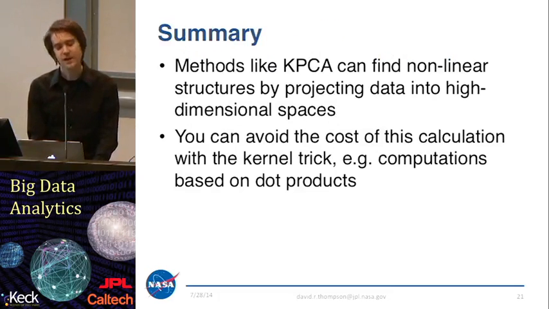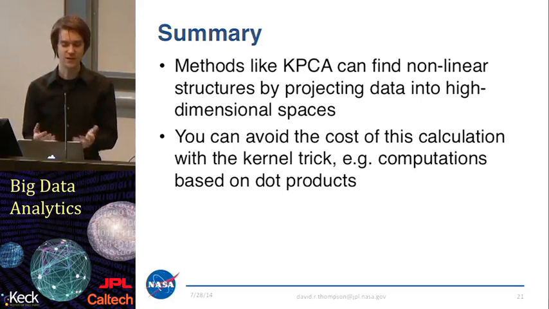Okay, so in summary, methods like kernel principal component analysis can find nonlinear structures by projecting data into higher dimensional spaces and then applying the same linear toolkit from PCA in those implicit spaces. And you can avoid the cost of this calculation with the kernel trick, that is, computations based on dot products which are represented by a kernel function that you can define.